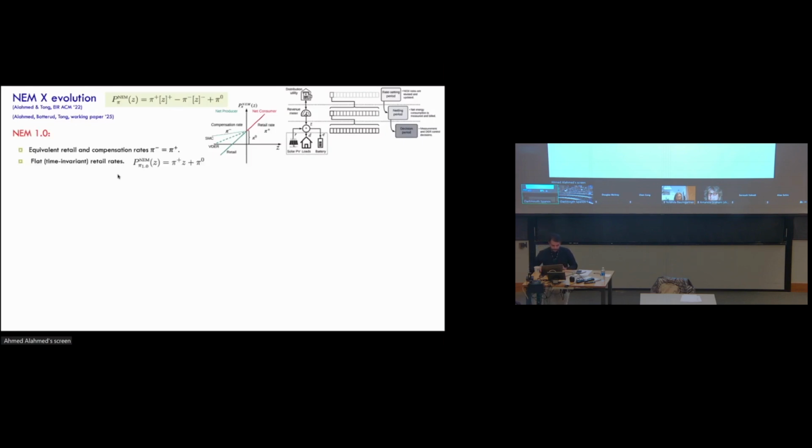Okay. So this slide just shows the evolving net metering policy in the US. We try to give main features for each net metering variant. Net metering 1.0, which is the one in New Hampshire, Vermont, and a lot of the Northeast states, compensates you for exported power at the retail rate. So pi minus under net metering X is equal to pi plus. And usually you face a flat retail rate or time invariant retail rate.